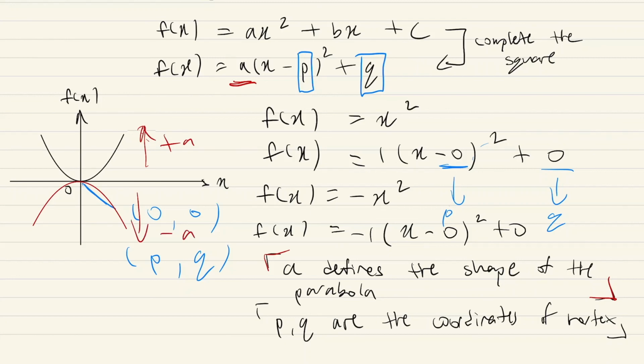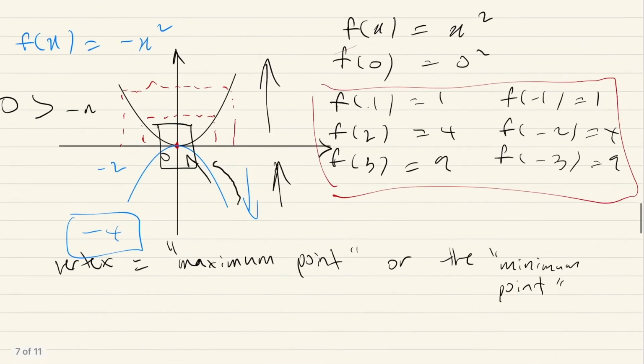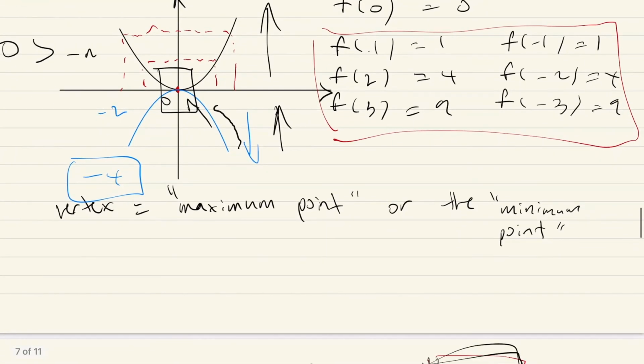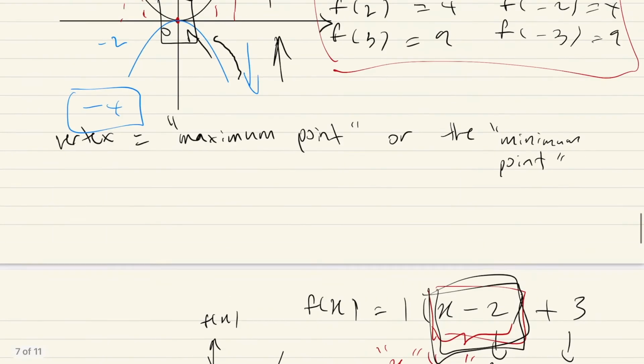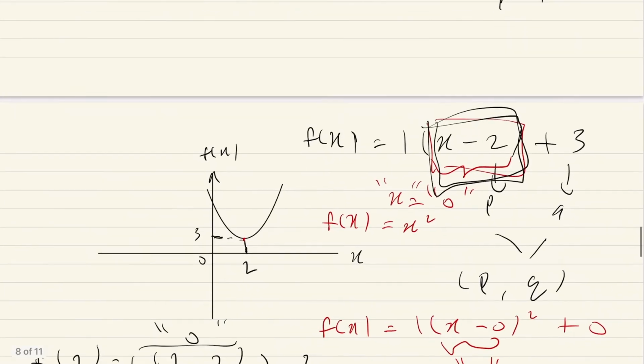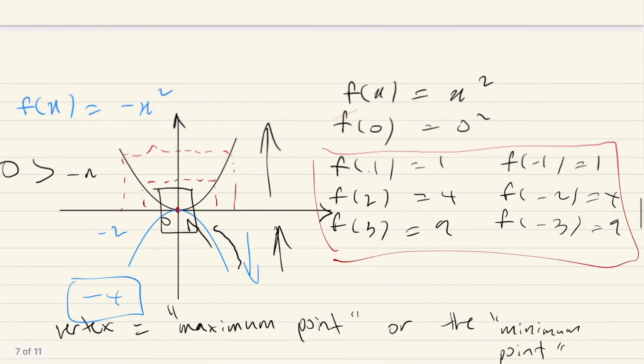And then p and q are the coordinates of the vertex. Just remember to zero it. Remember I taught you all the zeroing. I taught you guys how to zero it. That's how you can make sense of finding the maximum point and the minimum point.